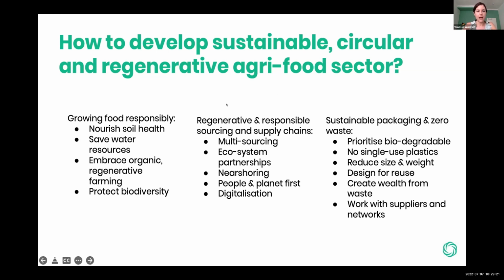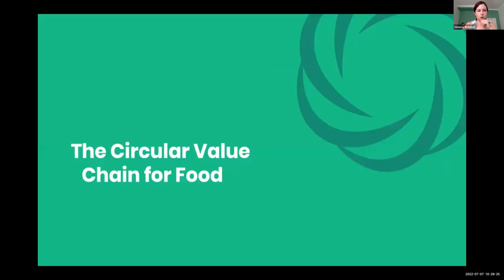And how this can look like exactly in the circular value chain for food, and also in practice, Andreas will tell us more about that.